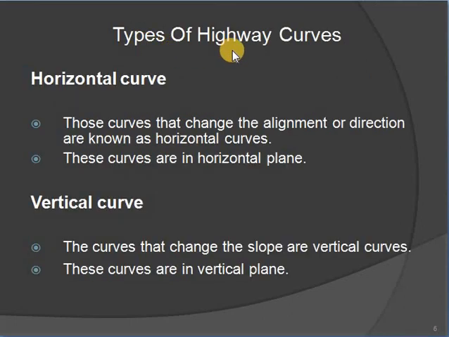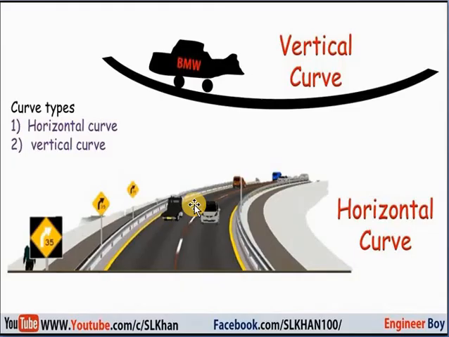First of all, types of highway curves. Horizontal curves: those curves that change the alignment or direction are known as horizontal curves. These curves are in the horizontal plane. Vertical curves are the curves that change the slope. These curves are in the vertical plane.